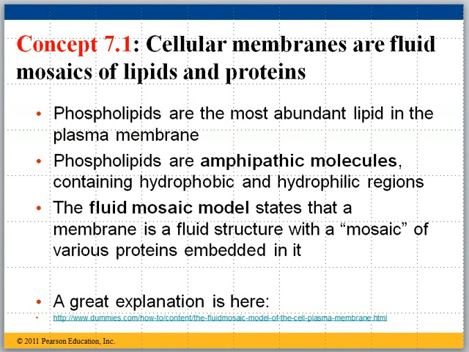From our previous chapters, we know a little bit of this information already. Concept 7.1 says the cellular membrane is a fluid mosaic of lipids and proteins. And we already knew that phospholipids were the major part of the plasma membrane. And phospholipids, we also already knew, are partially hydrophobic and partially hydrophilic. And there's a word for that. They're called amphipathic. So amphipathic molecules, which are phospholipids, have a hydrophobic, water-hating part and a hydrophilic, water-loving region as well.